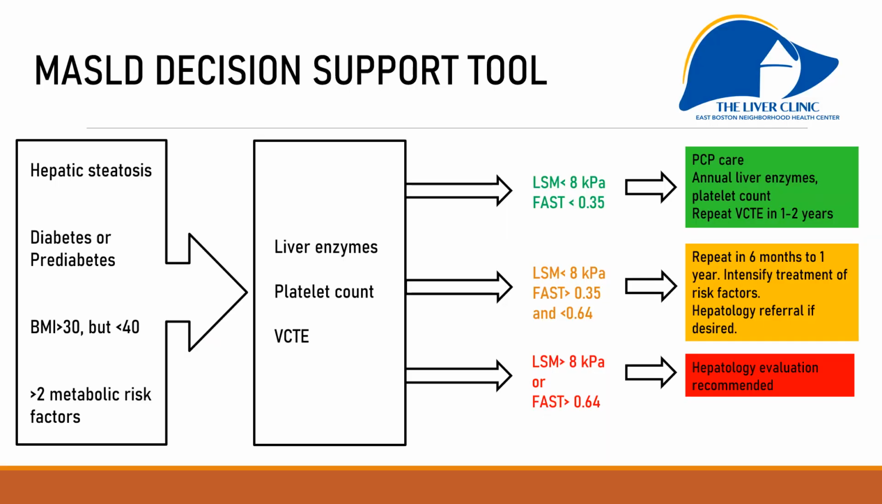So shown here is the new MASLD decision support tool, which will replace the old one. So patients will be triaged to primary care or hepatology based on liver stiffness measurements and FAST scores. As a primary care physician myself, I'm well aware of our plight and just how many things we have to juggle on a given visit and within our time constraints.